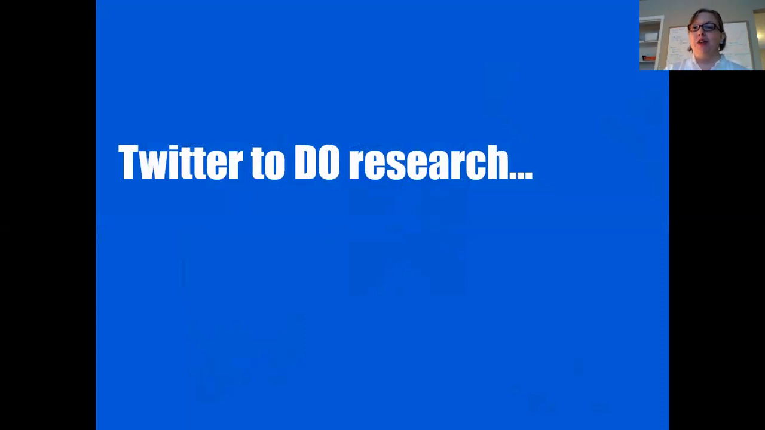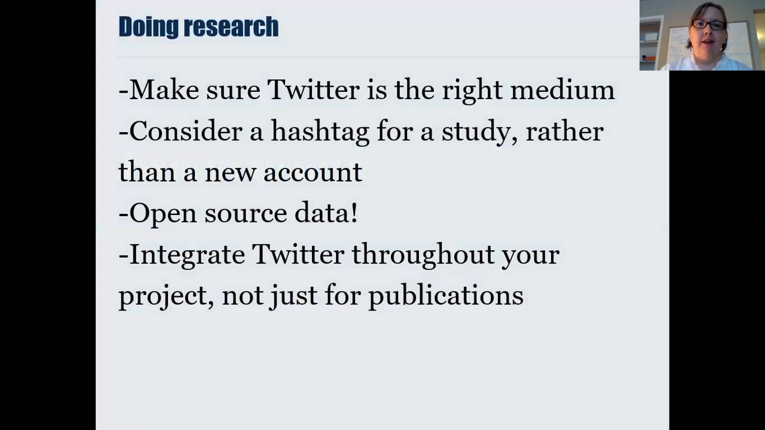So I'm going to talk about Twitter to actually do research, not to promote research. We'll do that as well, but a little later on in the presentation. So to do research, the first thing you want to check is: is Twitter the right medium?